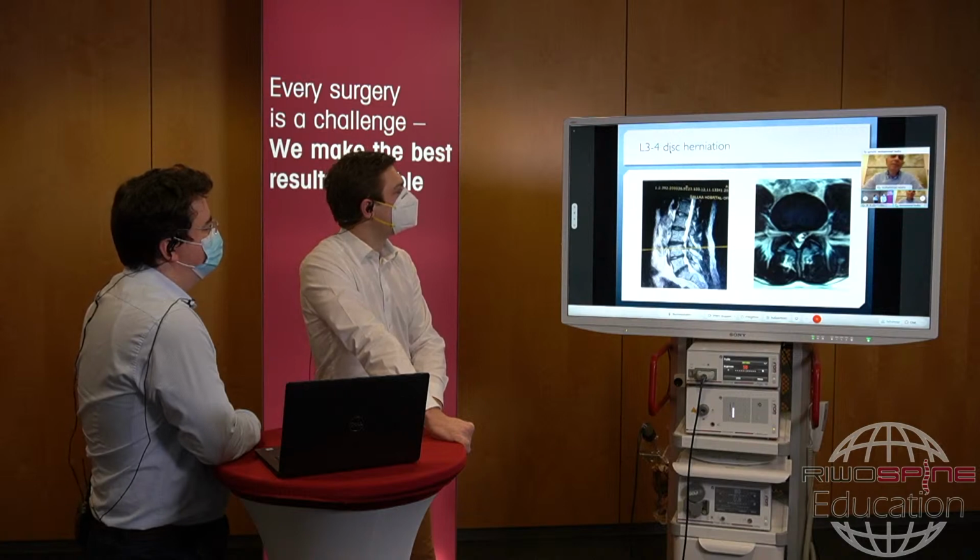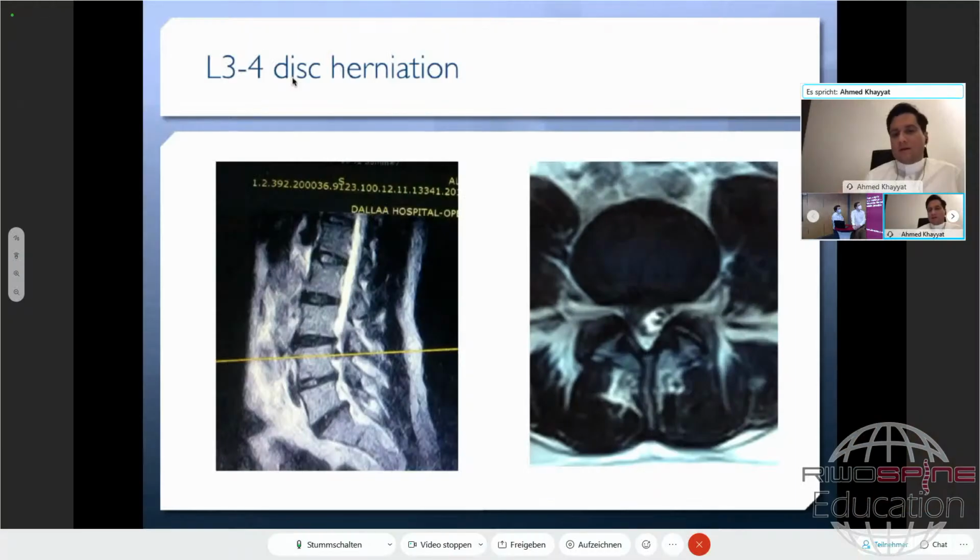My opinion is to do it interlaminar, and to make the skin incision at the upper part of the interlaminar window and go oblique to the disc. I will do it interlaminar. And do you think you will require drilling here? Yeah, you always require drilling at L3, L4.